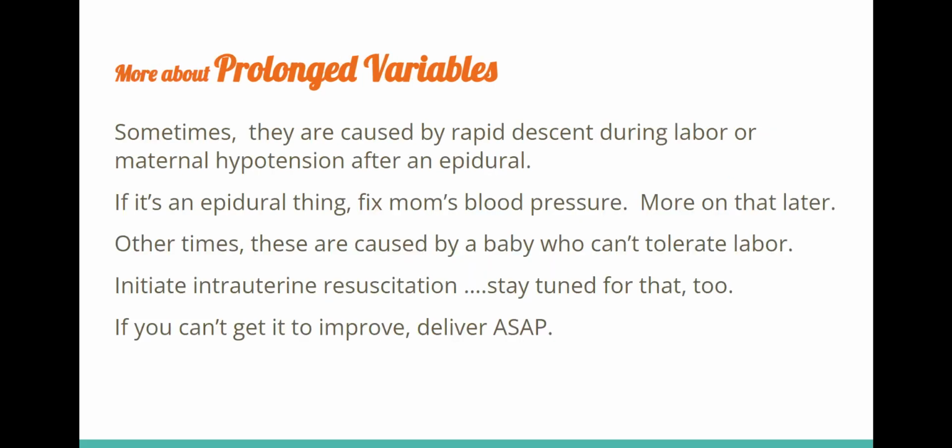Sometimes it's rapid descent in labor. Like I said, the patient goes from 0 station, which is the presenting part level with the ischial spines, and they've gone all the way to +3 in one big contraction. And they're sort of adjusting to that.